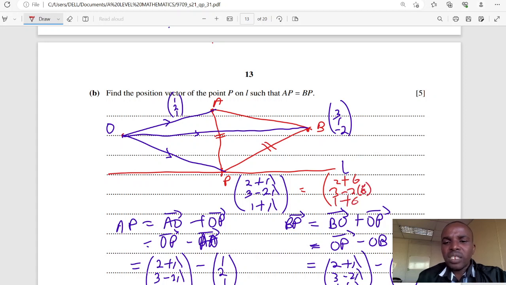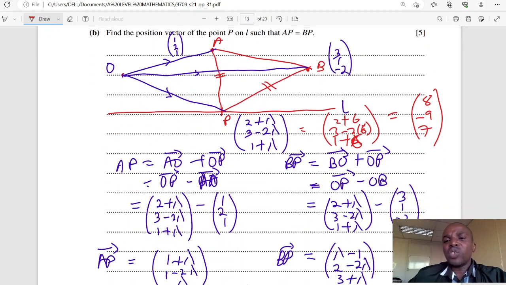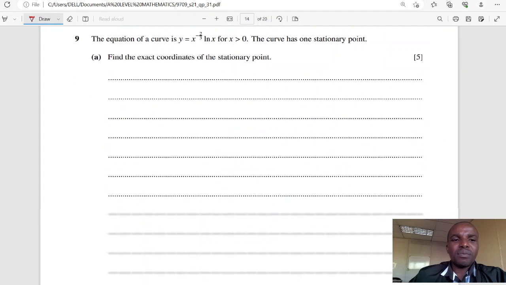Then 1 plus 6, like this. Then what we get is the coordinates of P, 8. Then 3 times minus 12 is the same as 12 minus 3. Actually, it's 9. Then 1 plus lambda, which is 1 plus 6, which is 7. So this will be your item, right? Then we can say these are the coordinates or the position vector of P. So it's 8, minus 9, 7.